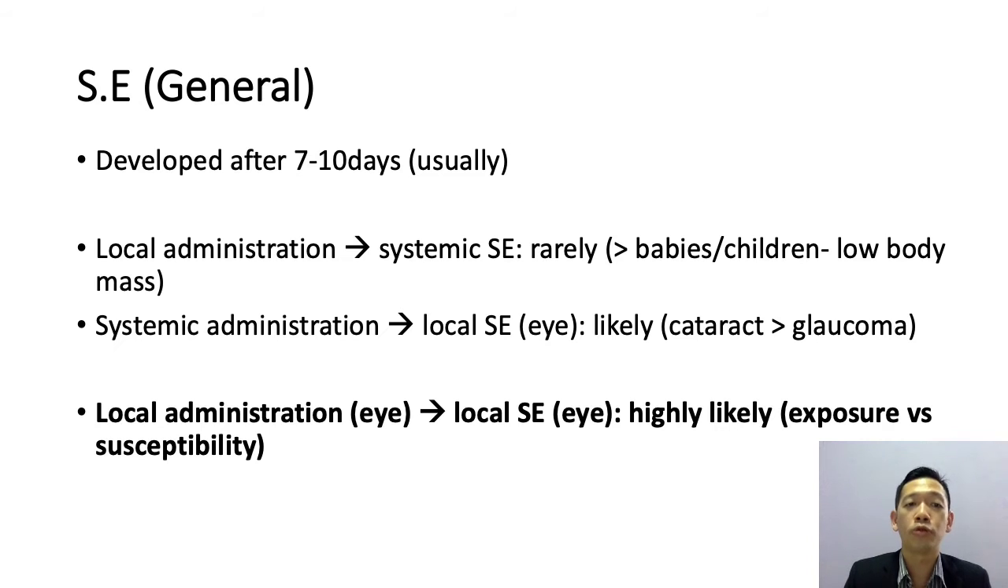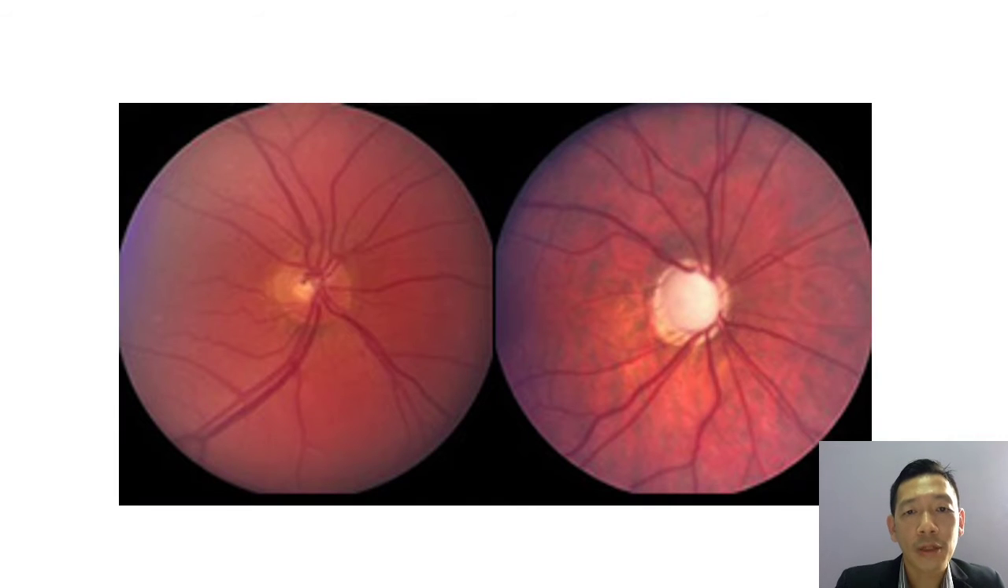So local administration of steroid, like topical steroid, will be highly likely to have a local side effect, and it largely depends on the exposure, for example the dose and the duration, versus the susceptibility of each individual. So the first side effect and complication, and I think the most dangerous one that we are going to discuss now, is steroid-induced glaucoma.